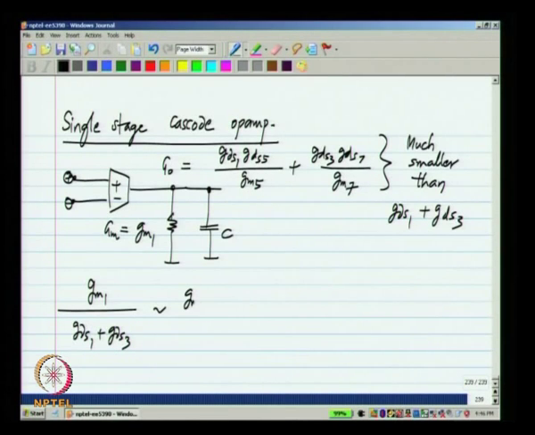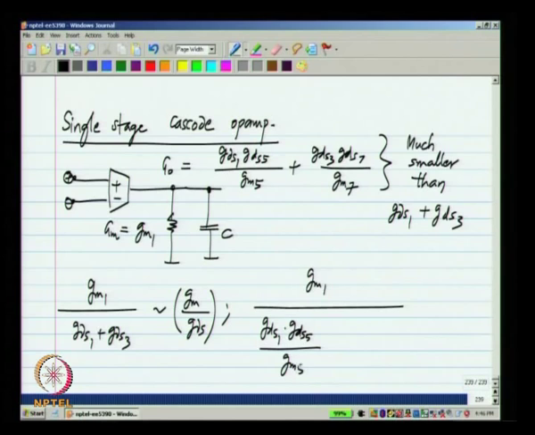Earlier the DC gain was GM1 by GDS1 plus GDS3, which is of the order of GM by GDS of a single transistor. Now, we will have GM1 by this entire thing, GDS1 GDS5 by GM5 plus GDS3 GDS7 by GM7, and this is of the order of GM by GDS squared. So, if you could get a gain of up to 100 with a simple single stage op amp, you could get a gain of up to 10,000 with this cascode op amp.